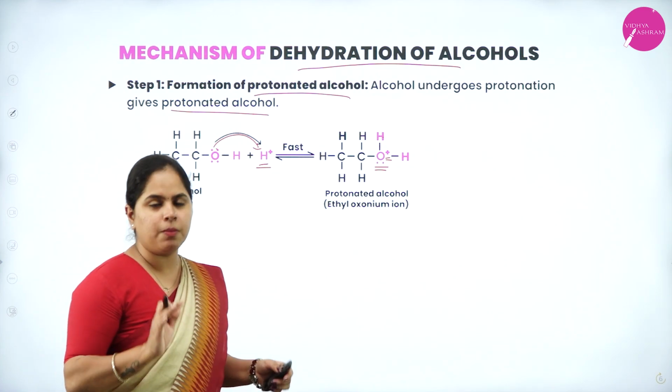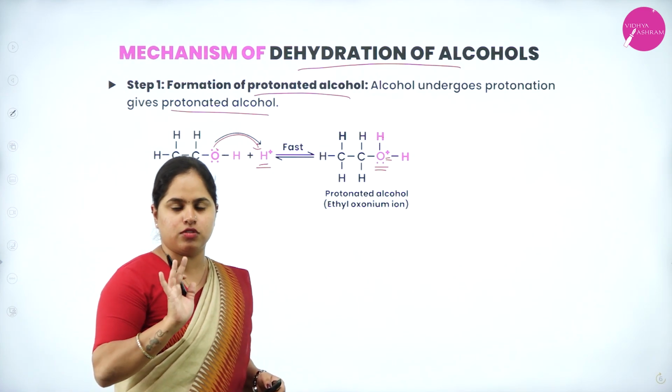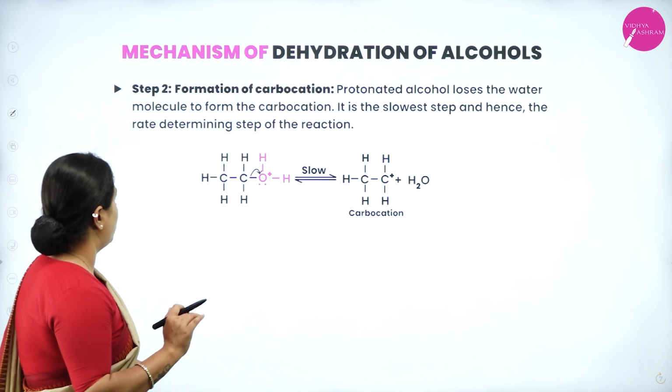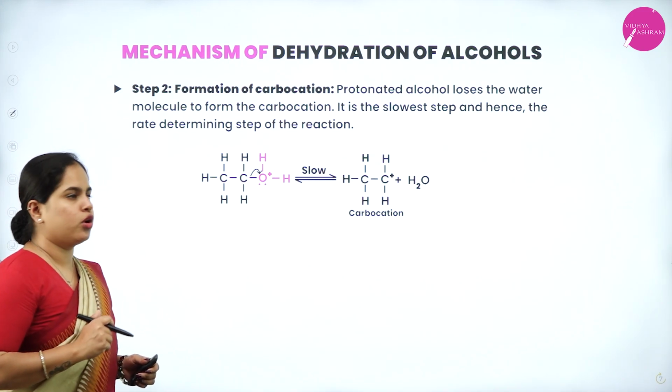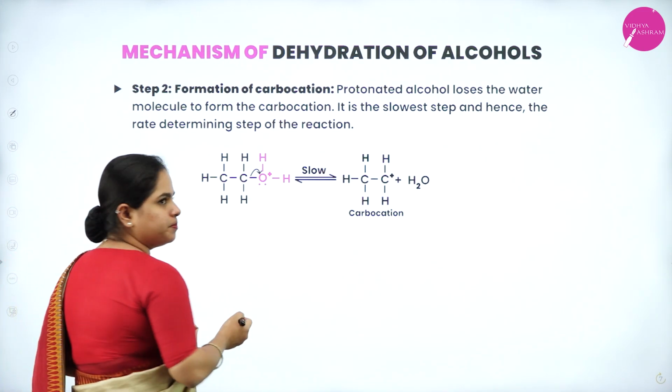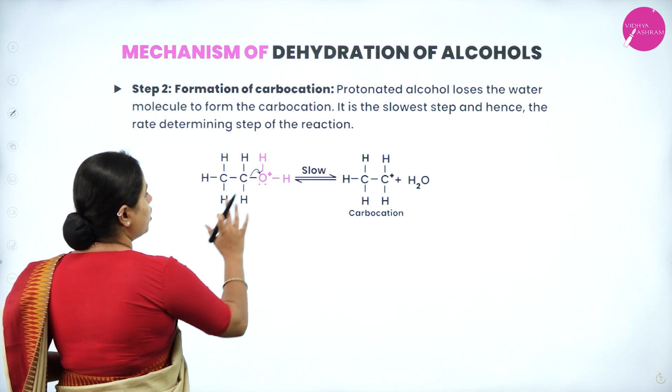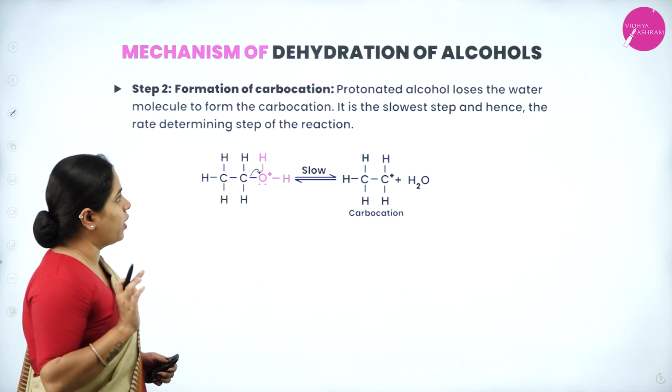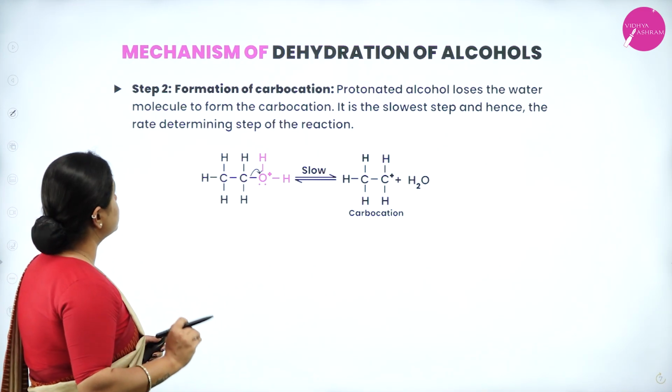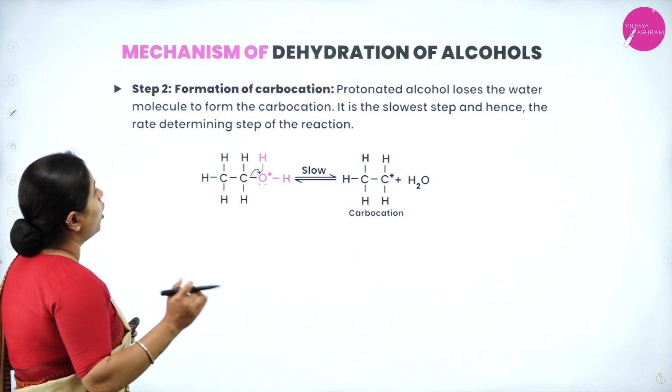So this is the first step where the oxygen is going to get a positive charge. That is why it is a protonated alcohol. Next step is formation of carbocation. So this is your protonated alcohol. Now what is going to happen is you are going to get a carbocation. Protonated alcohol loses a water molecule to form the carbocation.